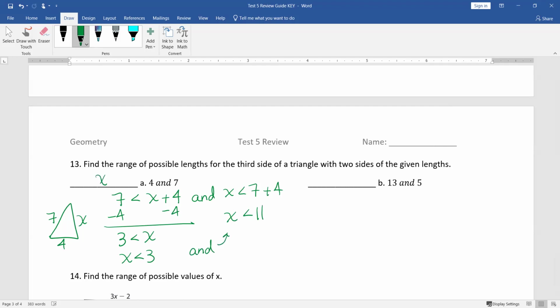So when I put that as a combined statement, x has to be greater than 3, but less than 11. The other one, you can practice on your own and see how you do.